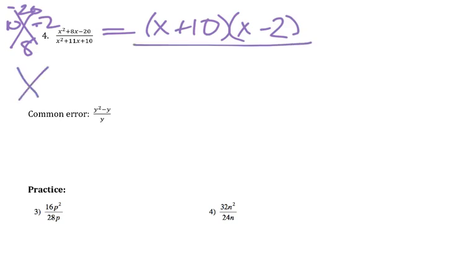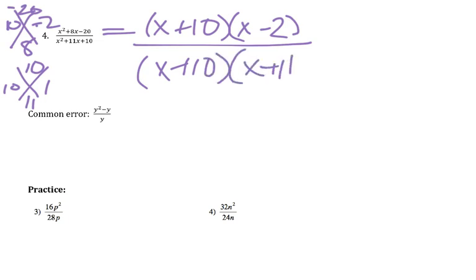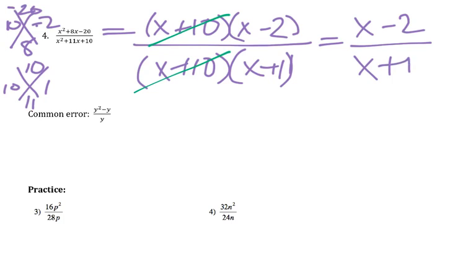And then I'm going to do the same for the denominator. I have a times c value of 10 and a b value of 11. So my two numbers are 10 and 1. So I get x plus 10 times x plus 1. Okay, so now I'm going to think about what cancels. Well, x plus 10 cancels with x plus 10, leaving me with x minus 2 over x plus 1. So this is my simplified rational expression.